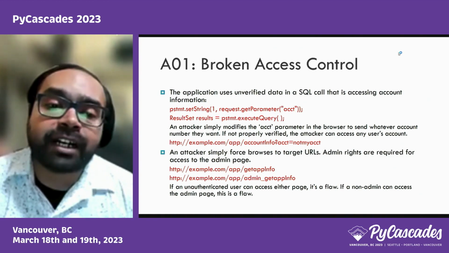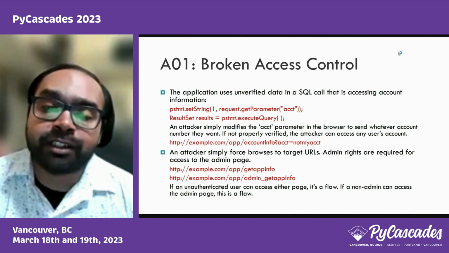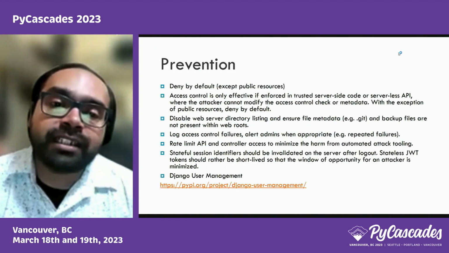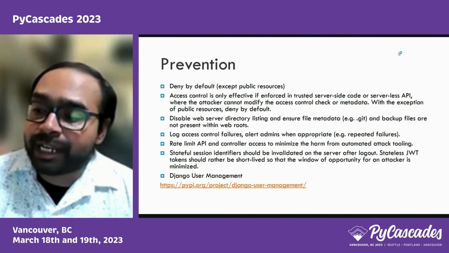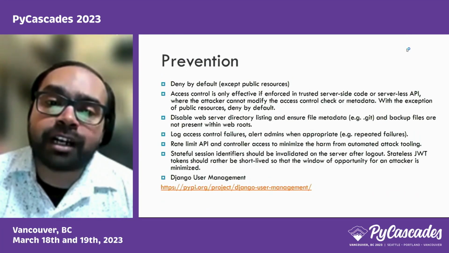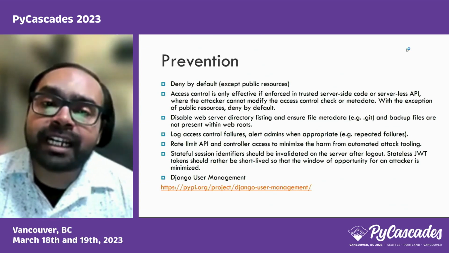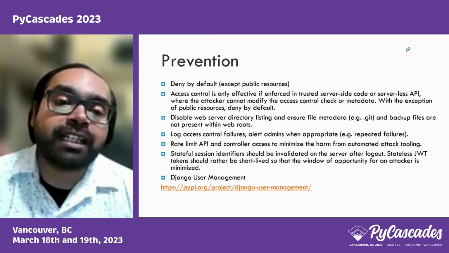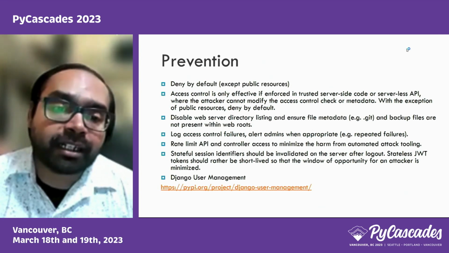So here admin rights are required to access the admin page. But if a hacker is able to access the admin page without logging in, then that means there's a flaw. Now prevention is that you can follow the deny by default mechanism. The deny by default mechanism is that you deny all private resources and allow only public information. One more important point to note here is that access control is only effective if enforced in trusted server-side code or serverless API, where the attacker cannot modify the access control check or metadata.